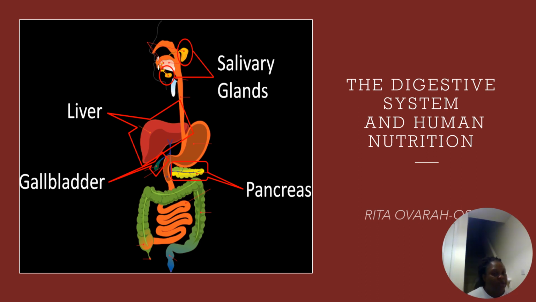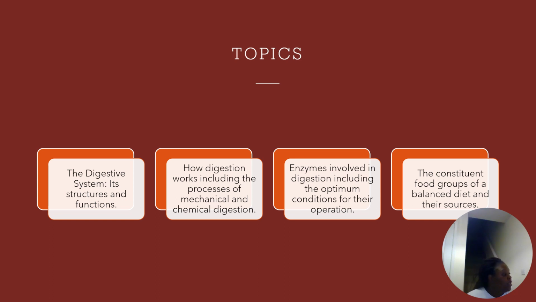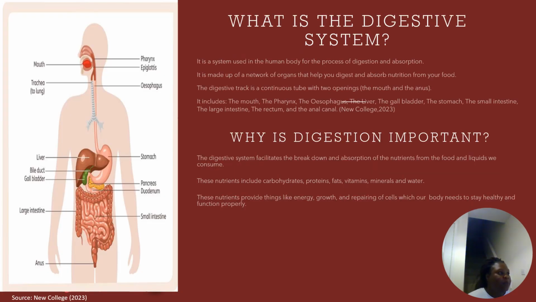My name is Rita Ovarah-oseh. I'll be talking about the topic, the digestive system and human nutrition. The topics I'll be covering this evening are the digestive system, its structures and functions, and how the digestive system works, including the processes of mechanical and chemical digestion. Thirdly, enzymes involved in digestion, including the optimum conditions for their operation. And lastly, the constituent food groups of a balanced diet and their sources.